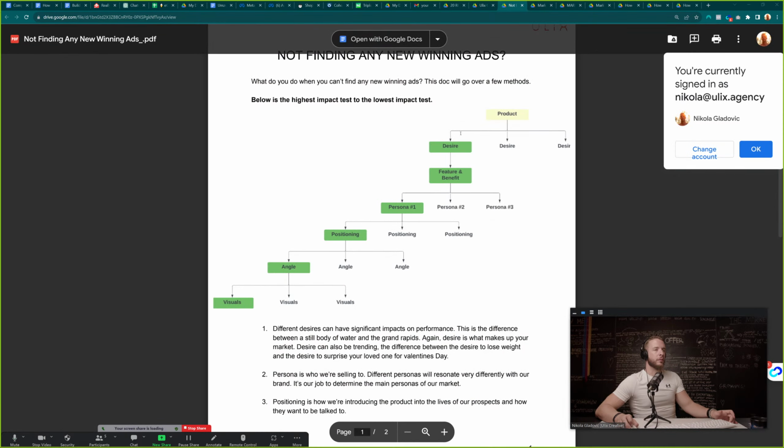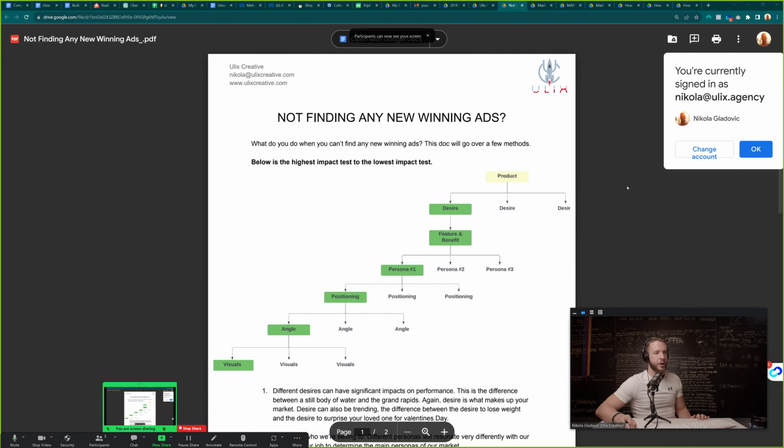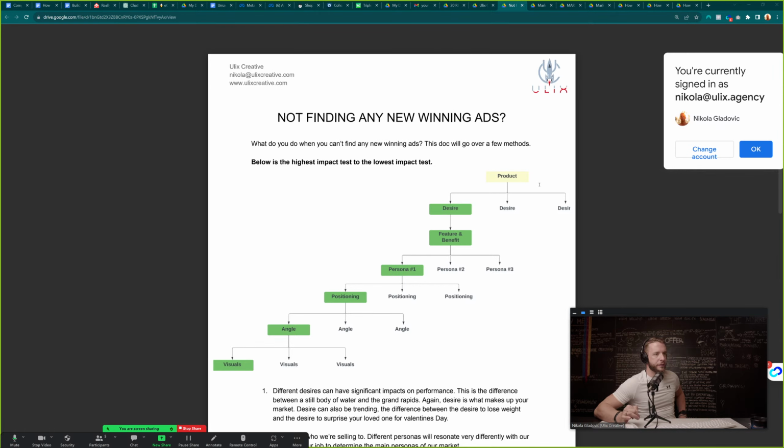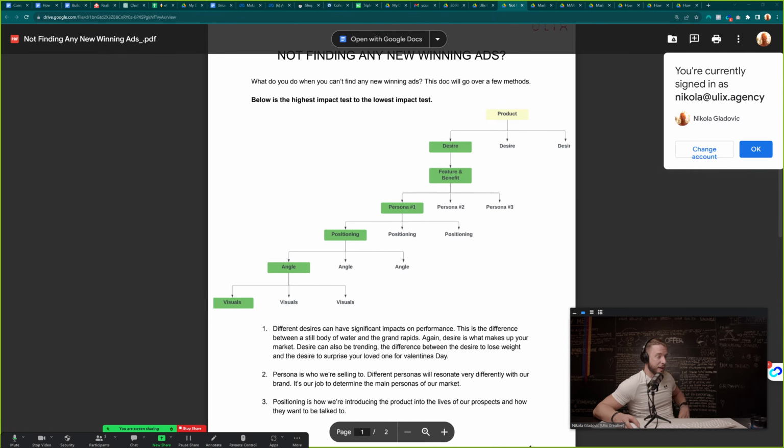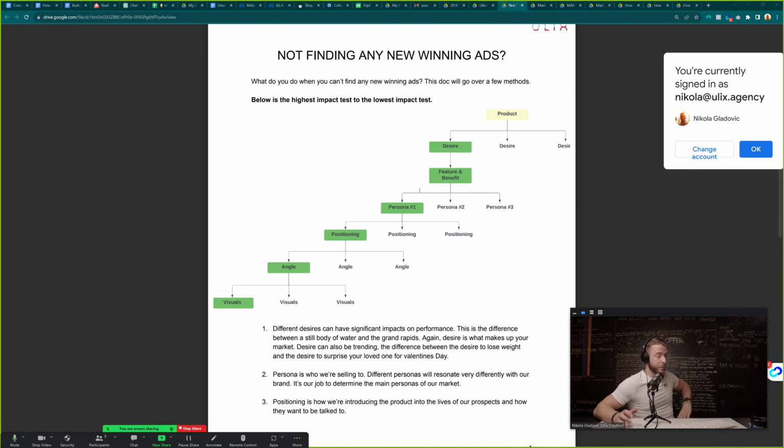Okay, so how do you prioritize what you're going to be testing out? This is basically the hierarchy of what you want to be testing out. First things first, you've got to test out different desires of your audiences. Features and benefits are not that important. The main thing is the mass desire of your audiences. The second main thing is the persona. That means who you are talking to.